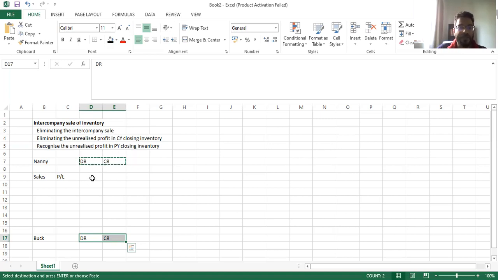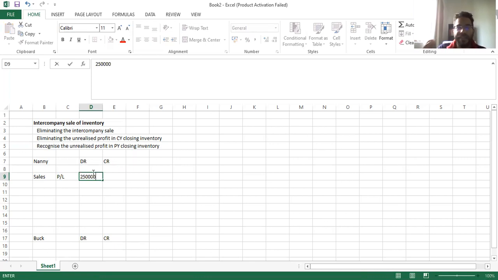So if this was a parent-subsidiary relationship, in the current financial year, the sale was 250,000 Rand. We will have to decrease sales. Sales increase on the credit side, so therefore sales decrease on the debit side. Remember, a decrease in sales decreases profit or loss. A decrease in profit or loss decreases equity. Equity decreases on the credit side.